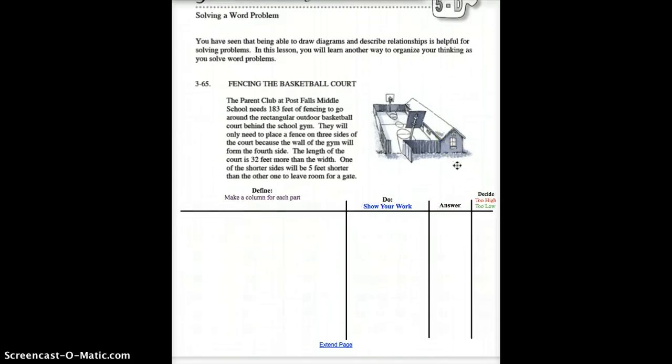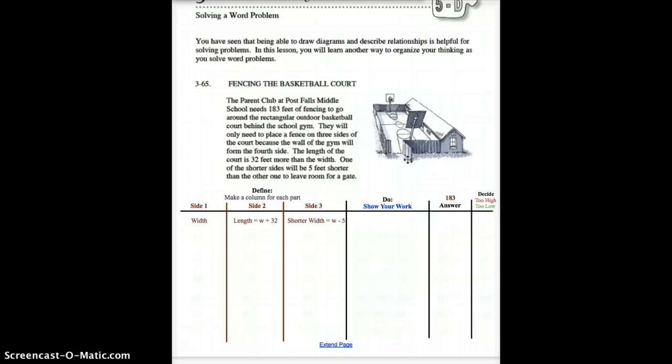Don't worry about that. I'm going to jump right here. 365. Fencing the basketball court. The parent club at Post Falls Middle School needs 180 feet of fencing to go around a rectangular basketball court behind the gym. So our answer is that we need 183 feet. I have that right here for you.